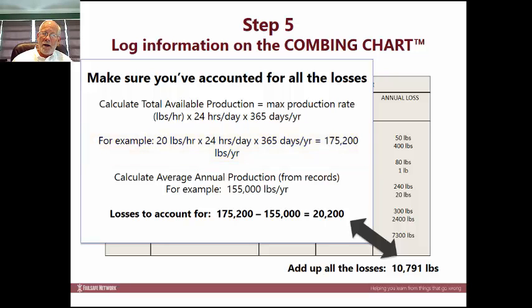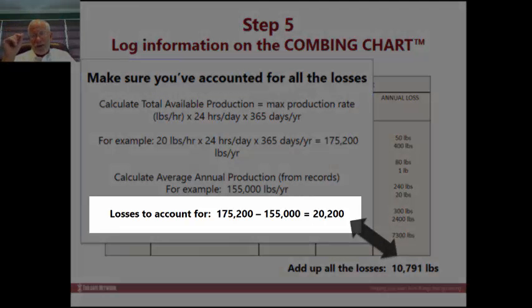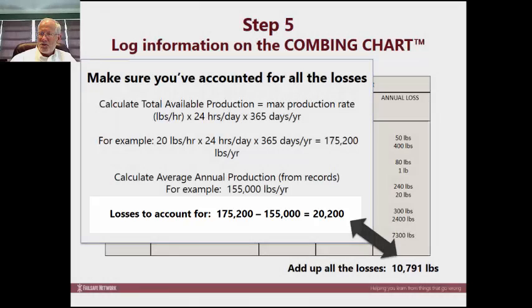All right, so we've got that figure. Now we go back and, based on production history, we calculate the average annual production from our records, maybe over the last 5 years. And in this case, the average annual production over the last 5 years is 155,000 pounds a year. So now pay attention, because this is easy, but it's critical. The losses we have to account for then is the difference between those two. If we have a unit capable of producing 175,200 pounds, and the average over the last 5 years is only 155,000 pounds, then we have a gap of 20,200 pounds that we have to account for.